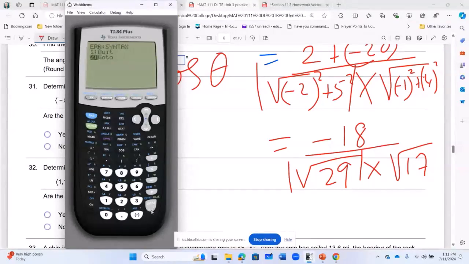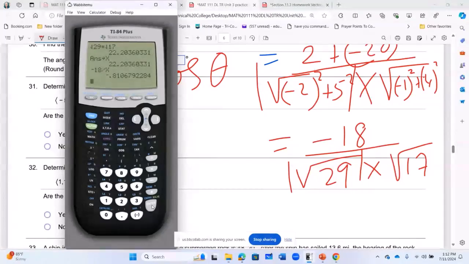What is it not doing? What is the problem? All right, I see what the problem is. Okay, enter. Then I'm going to divide negative 18 by the quantity I stored in x. If my answer is more than 1, it cannot be, because remember, the range of cosine is from negative 1 to 1.